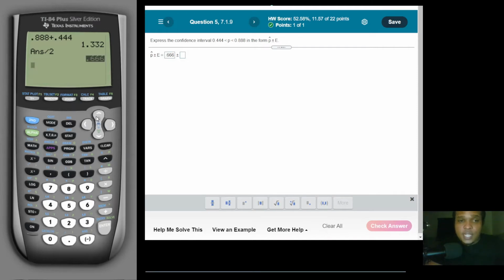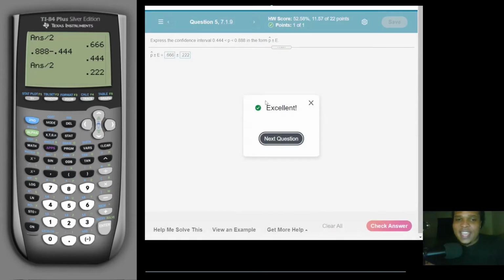We're going to do the same thing. You can highlight it. You can hit enter. This is for the TI-84s, by the way. Go ahead and put a minus, hit enter. We're going to divide this by 2 based on the formula. And that's our margin of error, 0.222. Put this in, so 0.222. And that's it. Excellent. And that's all there is to it for this one.